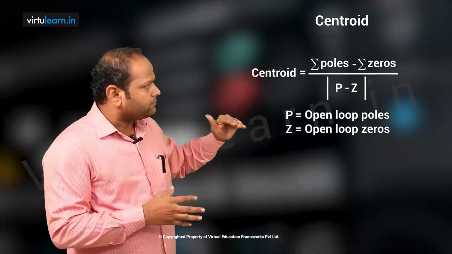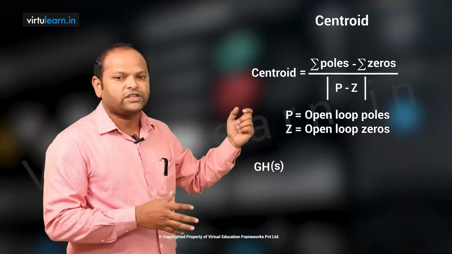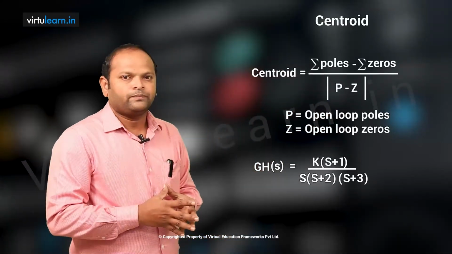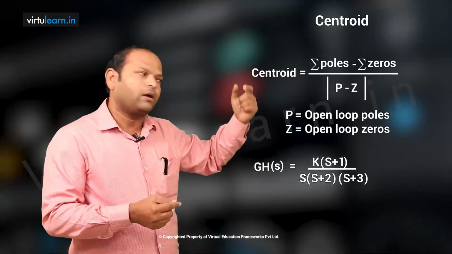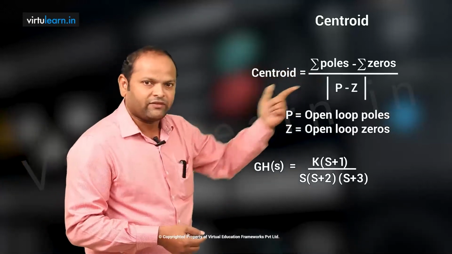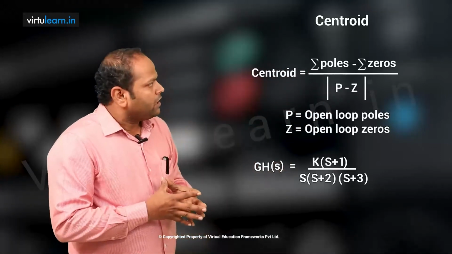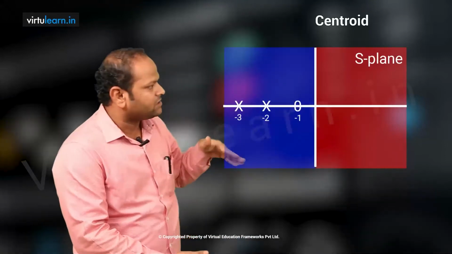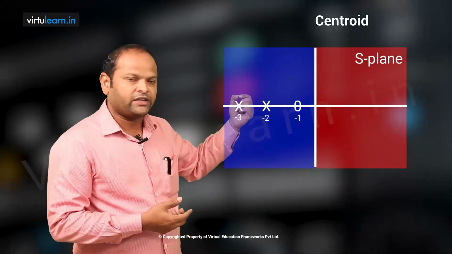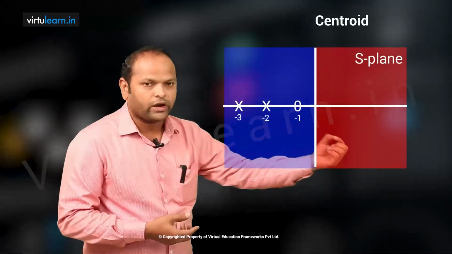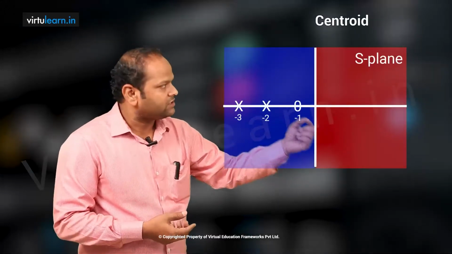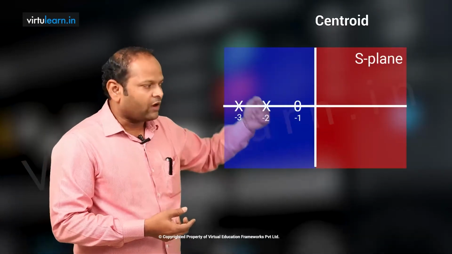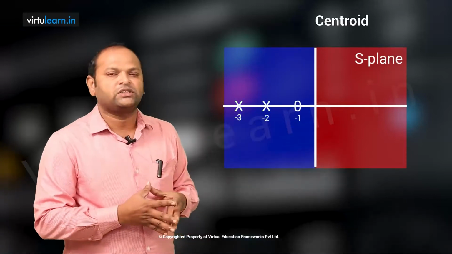For example, take an open loop transfer function like G(s)H(s) is equal to K into (s plus 1) divided by s into (s plus 2) into (s plus 3). Here K is the open loop gain, which is a variable parameter. So locate the poles and zeros. This is my S plane. I have one pole at the origin, so I can locate the pole at the origin here. Then we have s plus 1 in the numerator, which is a zero, so s is equal to minus 1. You will have one zero here. After that I have one pole and another pole, at s equal to minus 2 and s equal to minus 3.